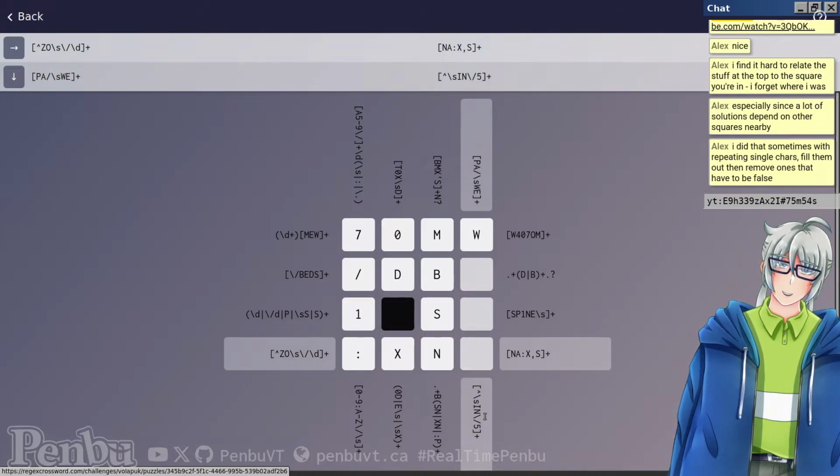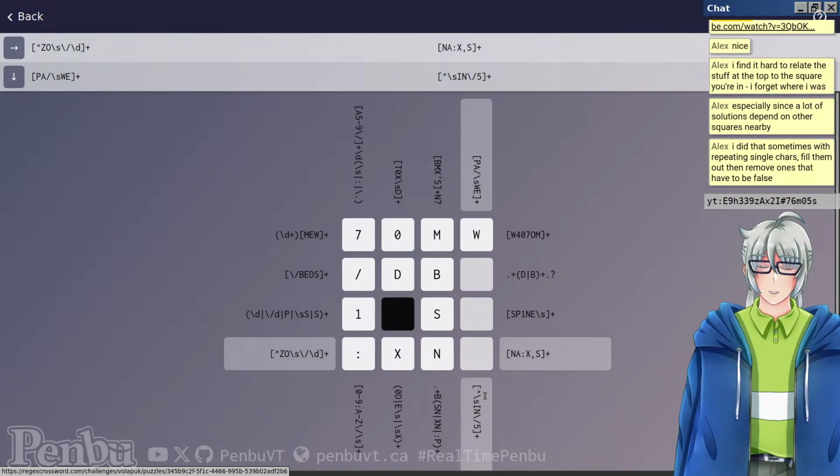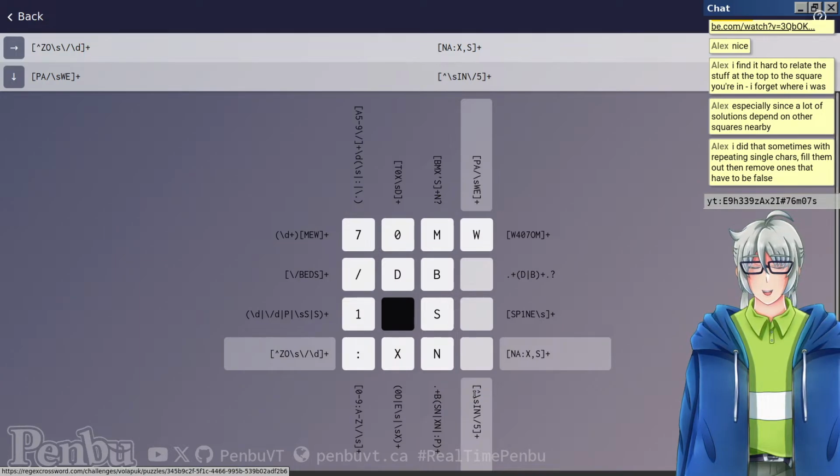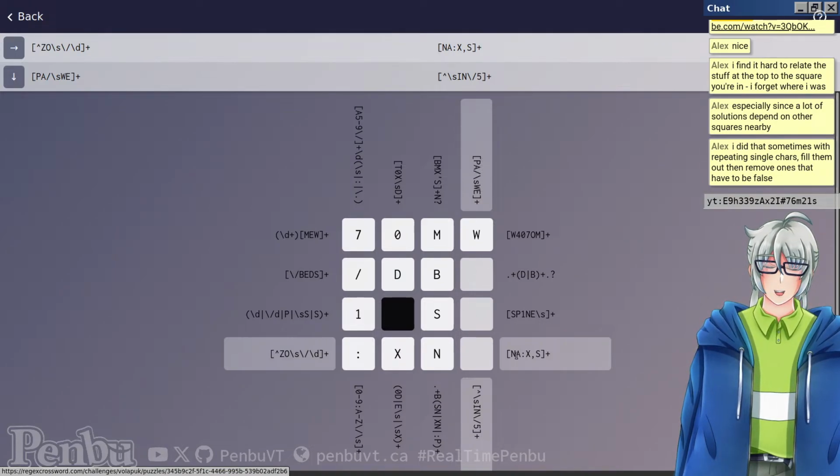Five? No, it can't be 5 because that's not in this set. Can't be an N, can't be an I. So it, oh wait, no, I'm looking at this wrong. This is negated, so it can't be one of these. Which means no space, no /. That's it. And we have P and A, W and E. And out of that set, I think we only have an A here.